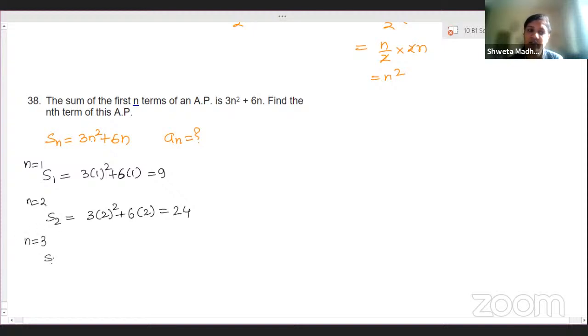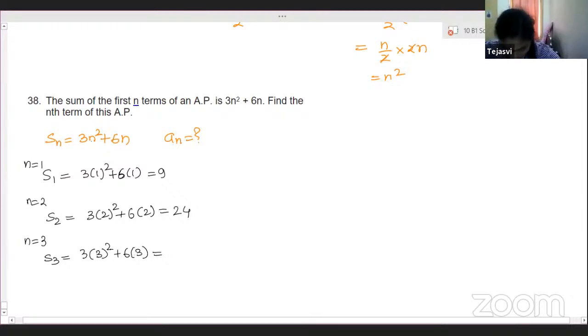Now n is equal to 3, then we will get S3 is equal to 3 into 3 squared plus 6 into 3. 3 squared is 9, 9 3s are 27, 27 plus 18, 45. Right? We got S1, S2, S3.